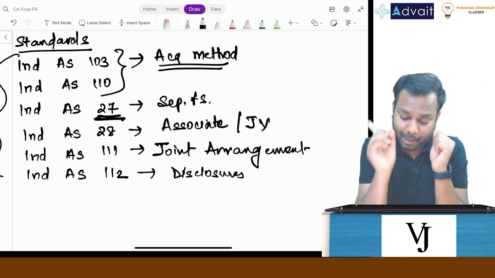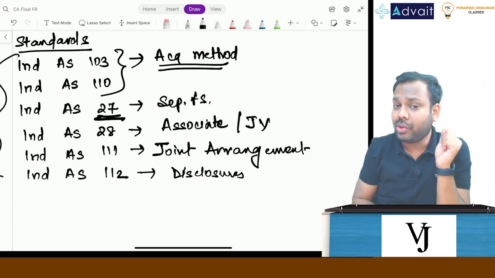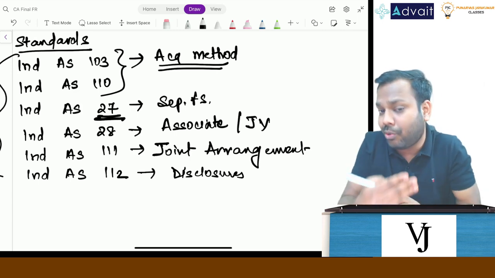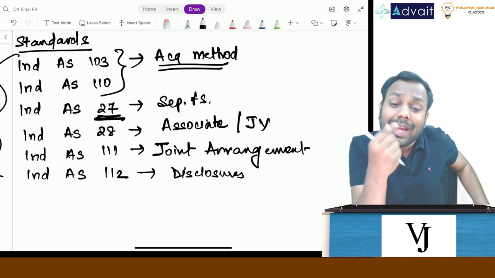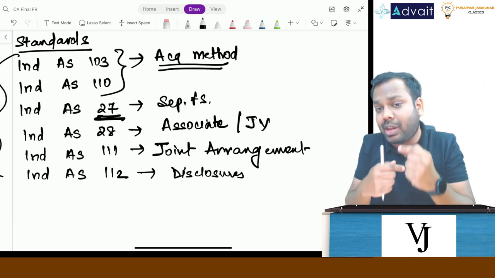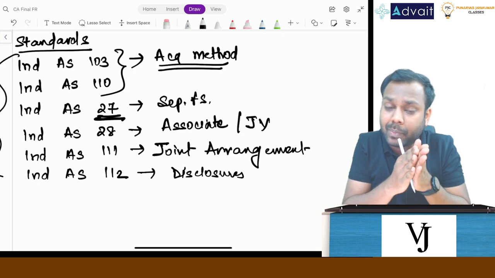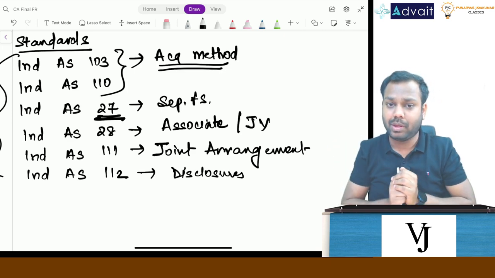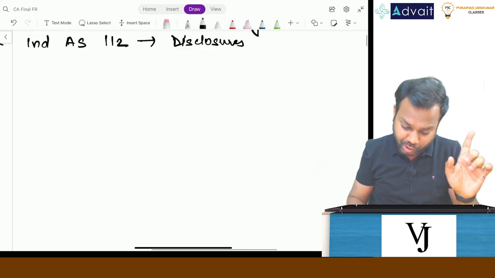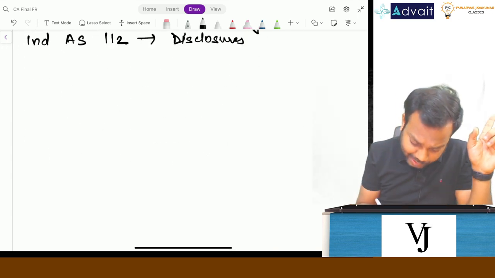But Ind AS 110 says what should be the accounting treatment of the change in net assets subsequent to the date of acquisition. So listen to me carefully. I am drawing a chart here. Understand.